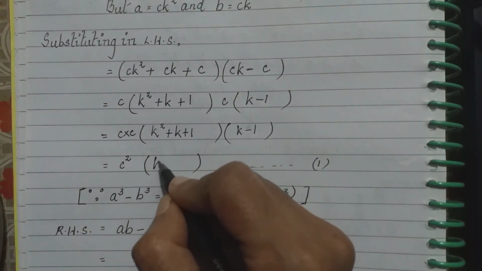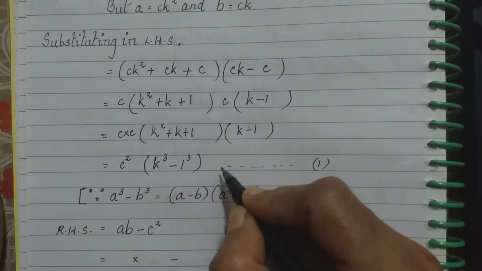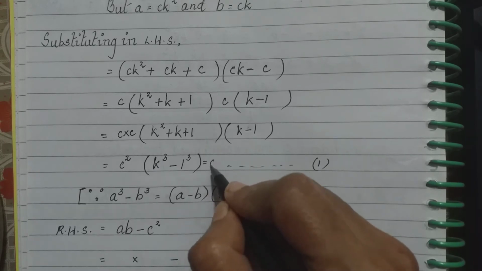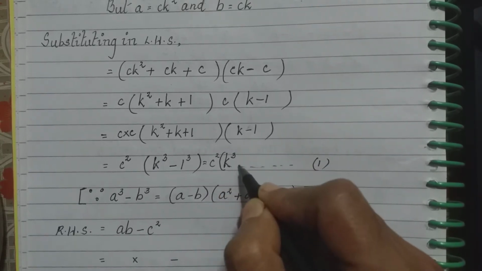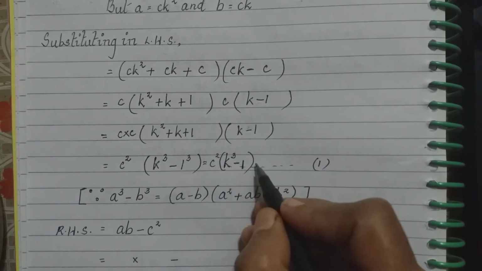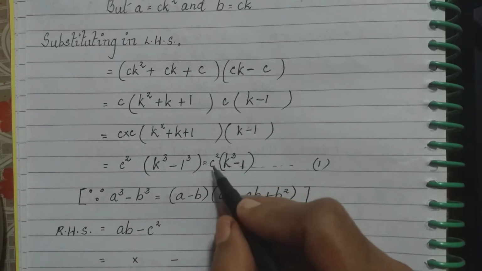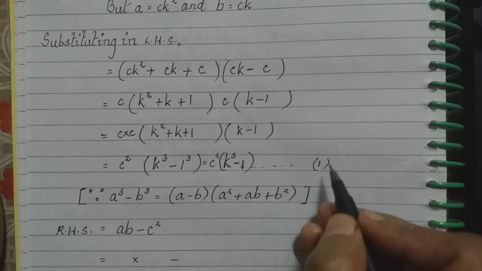So here we have k cube minus 1 cube, or we can just say this is c square into k cube minus 1. We don't have to write 1 cube. 1 cube you know is 1 only. So we can write c square into k cube minus 1. We number this as 1.